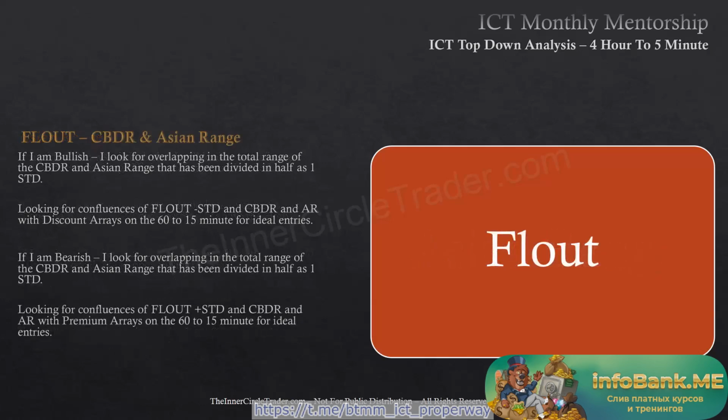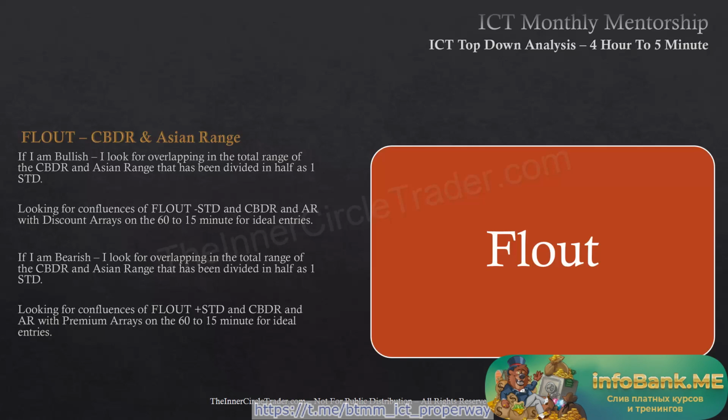All right, some of you have been dying for this one, flout. And you've probably been expecting some PhD level presentation, but it's not that hard. The flout is the central bank dealers range and the Asian range combined. It's that whole time window, the highest high and the lowest low, in the form of the wick and in the form of the bodies of the candles. So go back and look at the lesson I talked about in this mentorship.